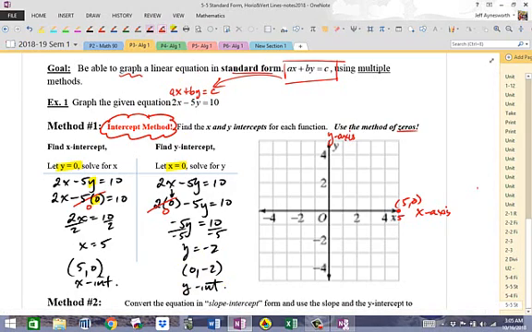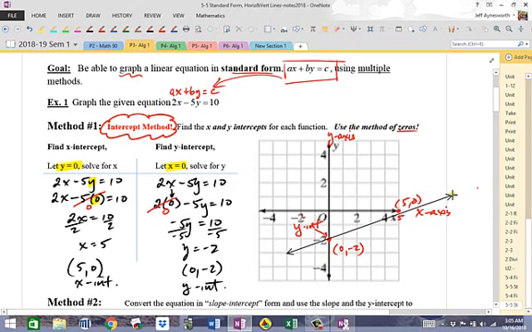Now 0, negative 2 happens to be down 2. It happens to be right here. 0 comma negative 2. That's called the y-intercept. Why? Because it's on the y-axis. It's almost too easy, guys. And then from there, you graph the line. So take out your straight edge, your ruler, and then connect. Make it a little bit better than that. There we go.